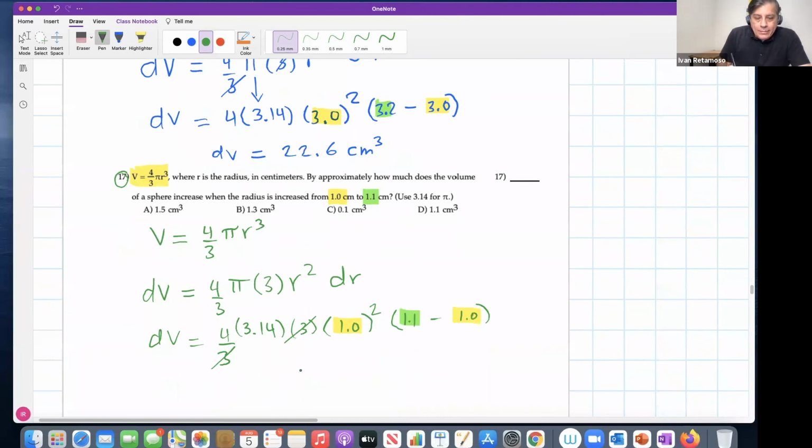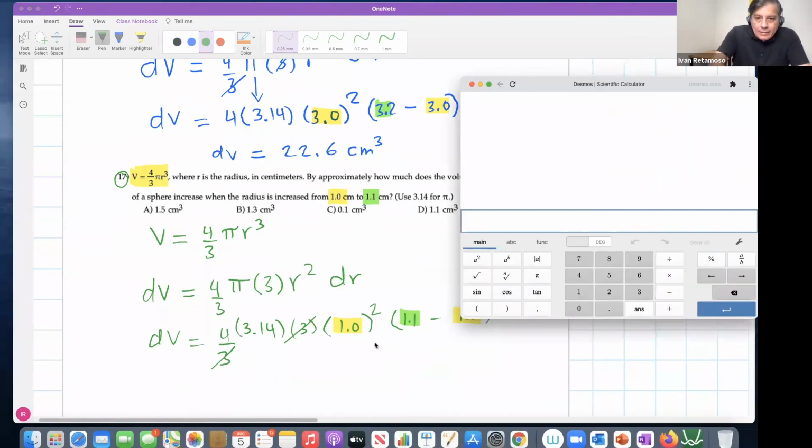Now compute this, right, in the calculator, and the answer should be 4 thirds times 3.14 times 1.0 squared. Professor, that is just 1. I know, guys, but in case this radius is different, this is what you gotta do, right? I'm trying to show you what to do, worst case scenario. Minus 1.0.